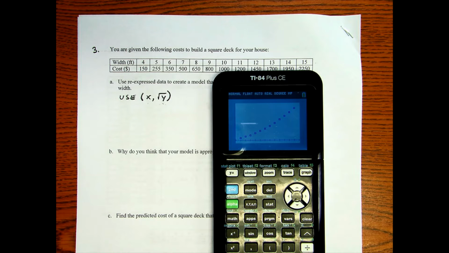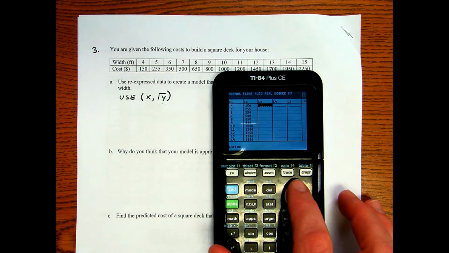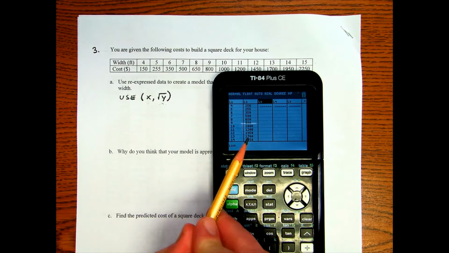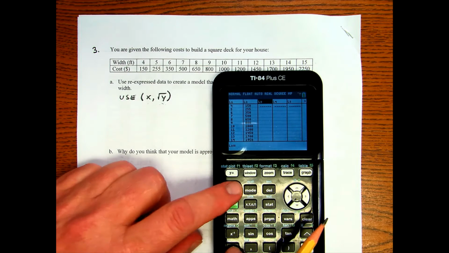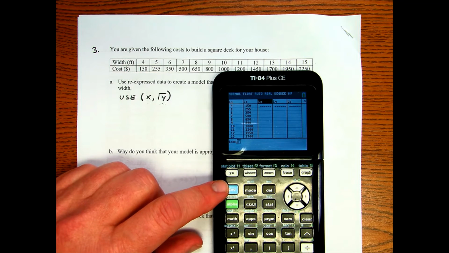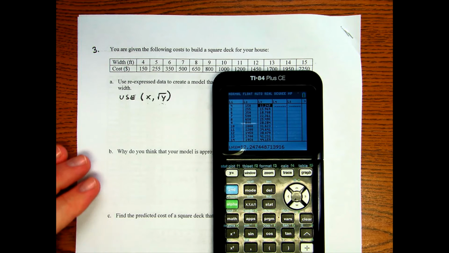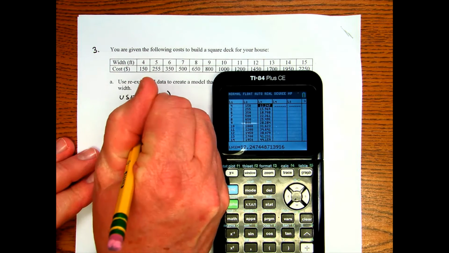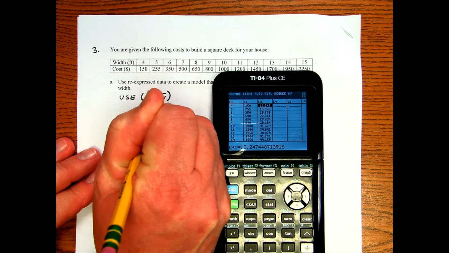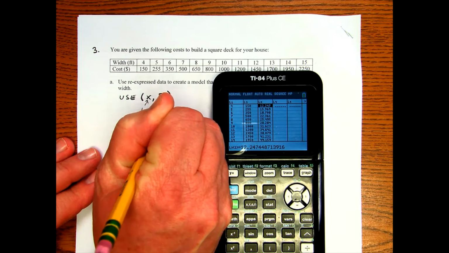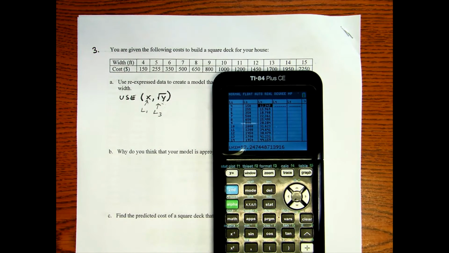So what I'm going to do is go to Stat, Edit. I'm going to follow their instructions, and we're going to use the square root of y. Well, the y's are in L2. I'm going to hit square root L2, enter. And now the original x's, untransformed, are in L1. And the square root of y's are in L2.